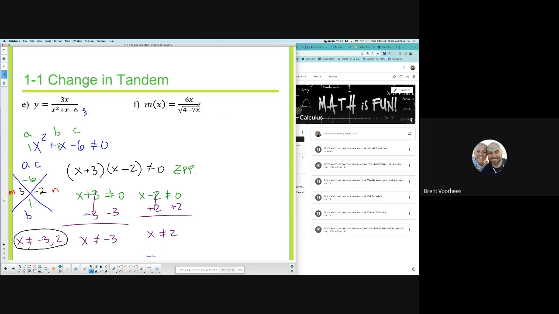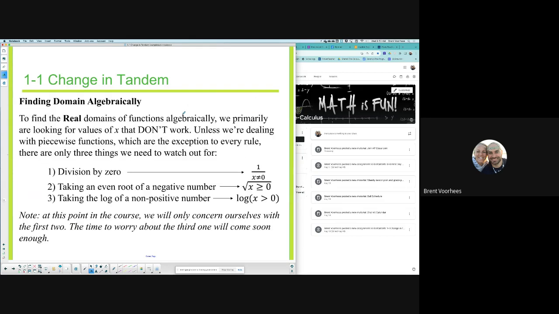All right, part F, and then we'll move on. Do we have any rules going on here? Cannot divide by 0. So what's in the denominator cannot equal 0. Is that the only rule? No. Square root. What does square root eliminate? Negatives. So let me come back here. A square root takes away the negatives, meaning it can only be positive or 0. But the division takes away 0.